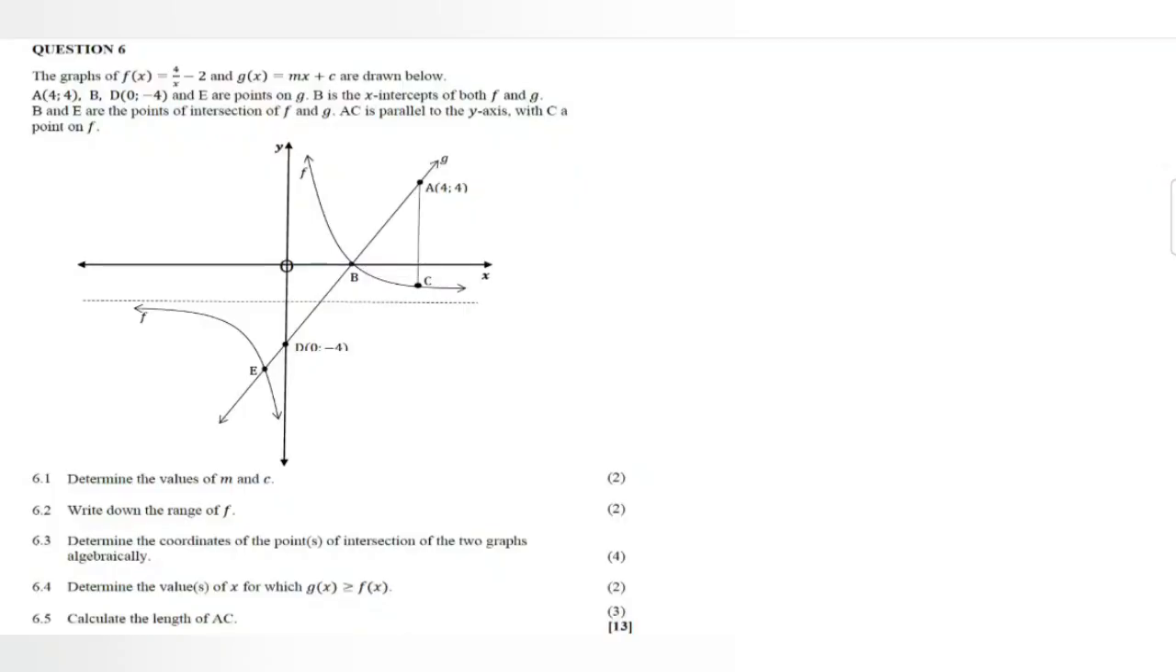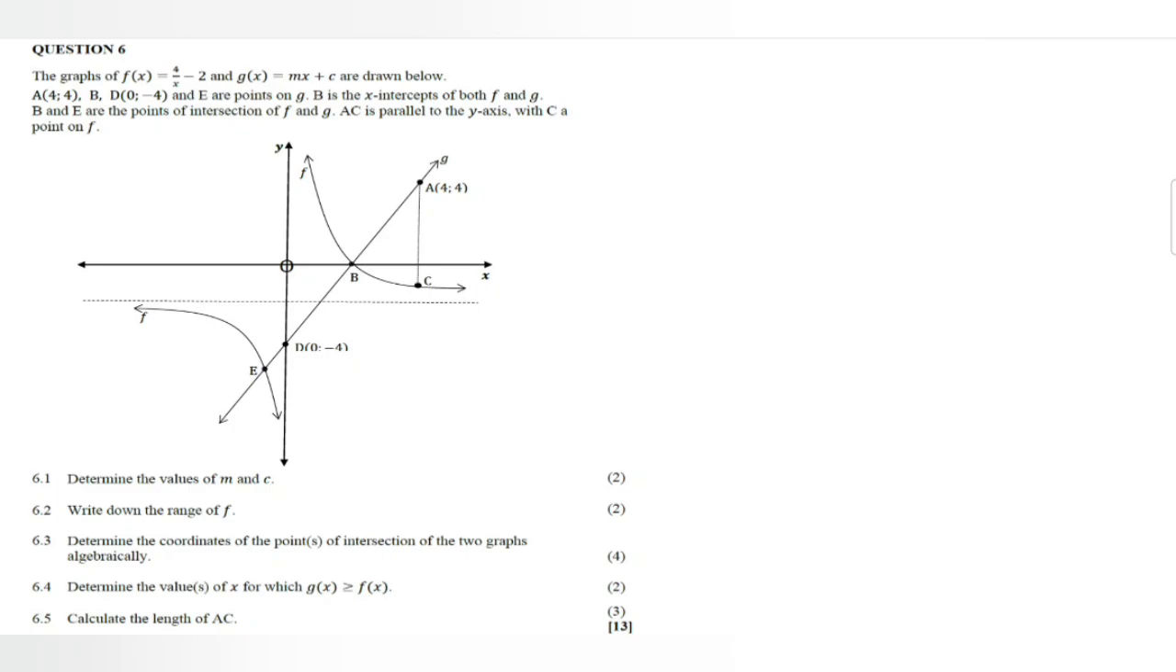Welcome back. Question 6. In this question, you can see two graphs. One is f of x, that is a hyperbola. The other one is a straight line, which is not completely given, because only the standard form is given, y is equal to mx plus c. On the diagram, we can see a hyperbola and a straight line. The hyperbola's equation is completely given, but for the straight line only the standard form is given.